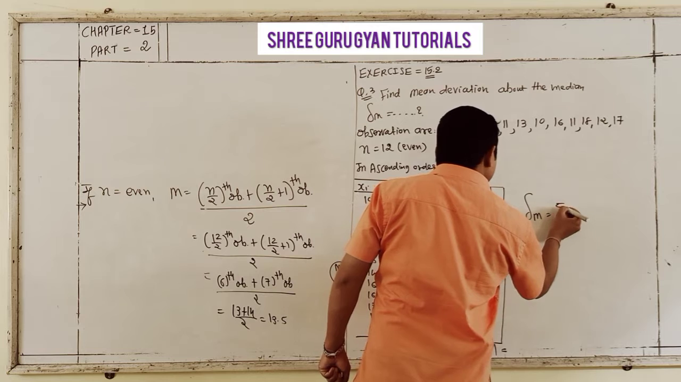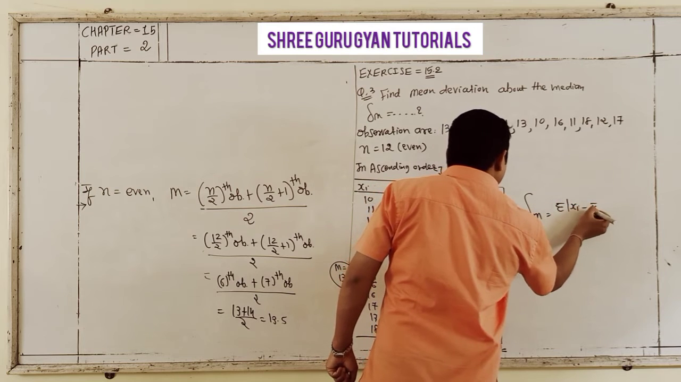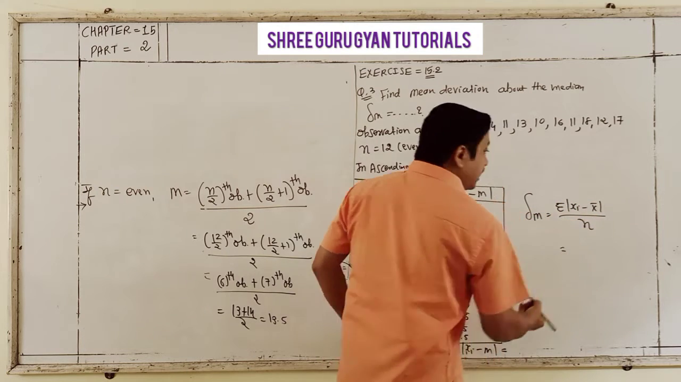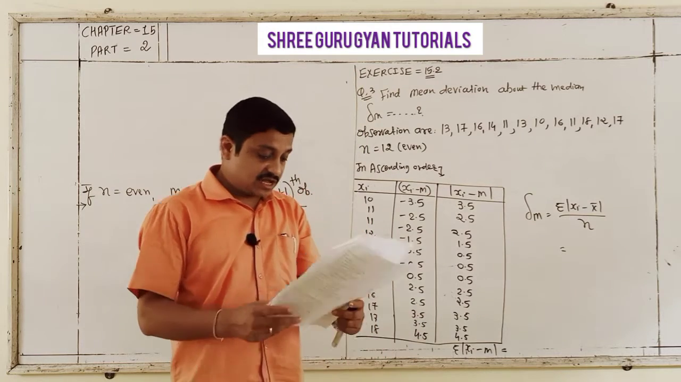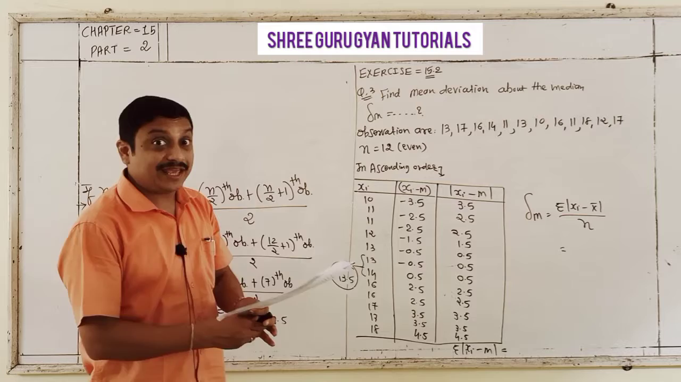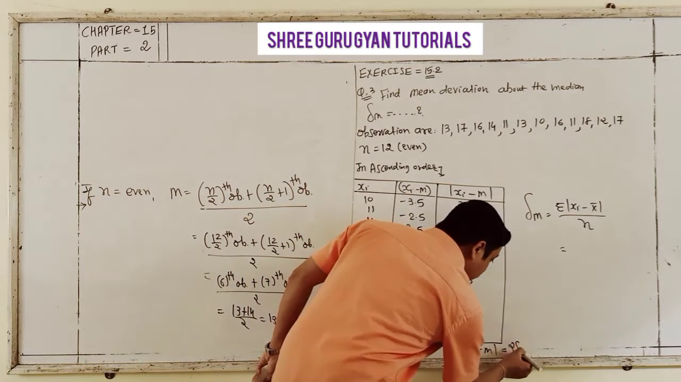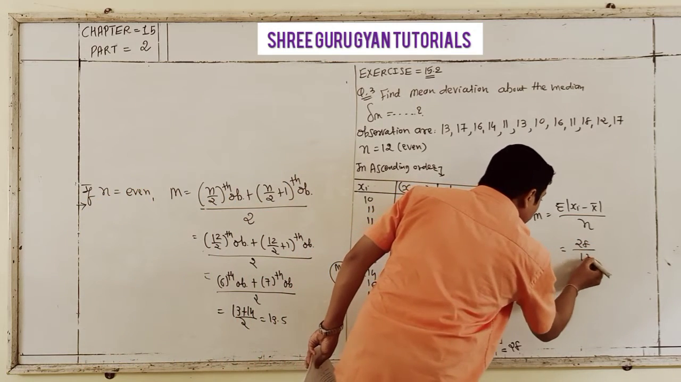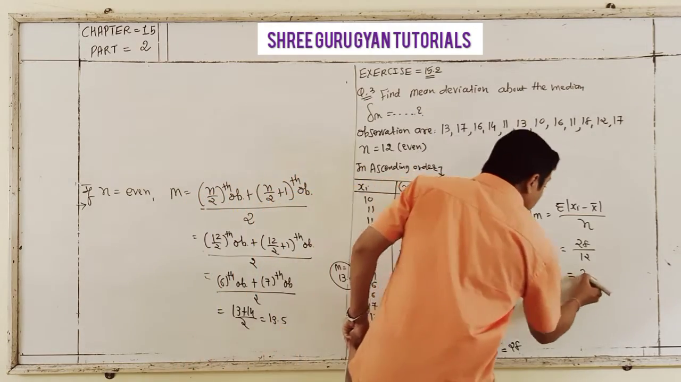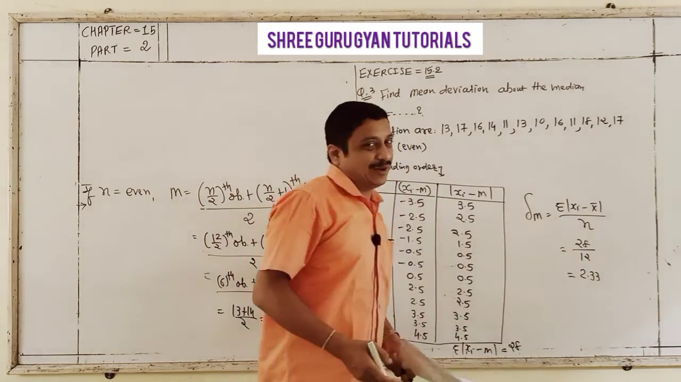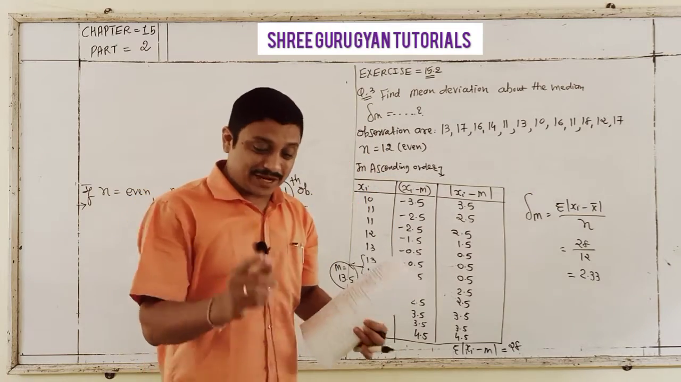Apply sigma |xi minus M| by n, and this total, students, we will take in the addition part. After adding, the total is 28, and divided by 12 you get the answer, 2 point something 33. You can use a calculator and easily get your answer.